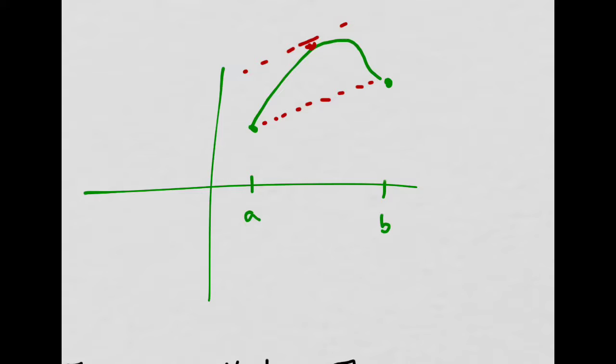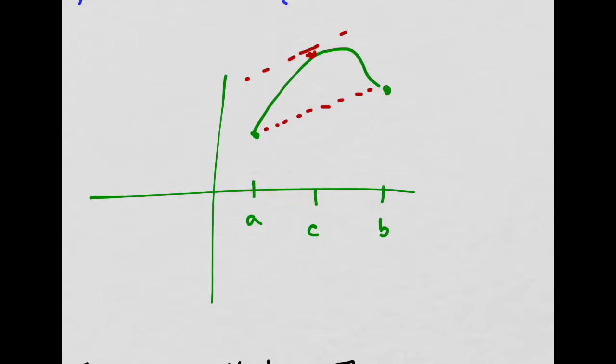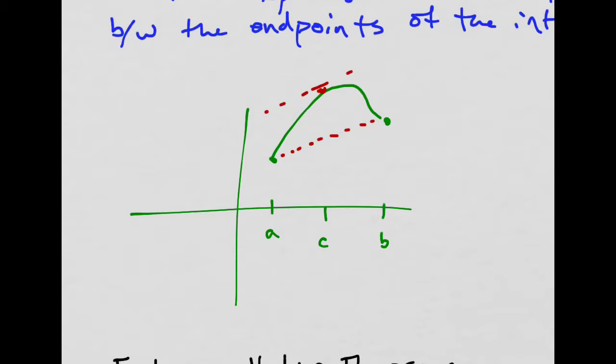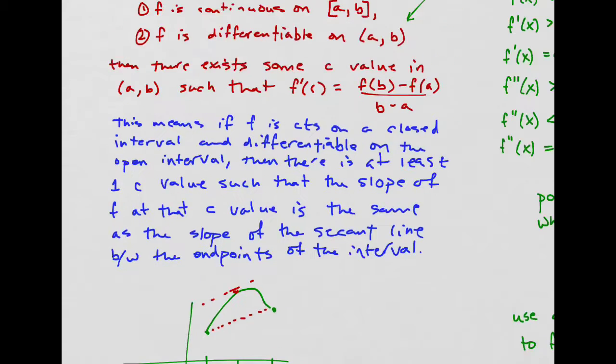Then there's at least one c value in the middle, such that when you get the derivative, meaning the slope, that is going to be the same slope as the slope between the endpoints, which is the slope of the secant line. So there can be more than one, of course. If you had something like this, then of course there's more than one. But the mean value theorem guarantees that we have at least one. That's what this is saying.